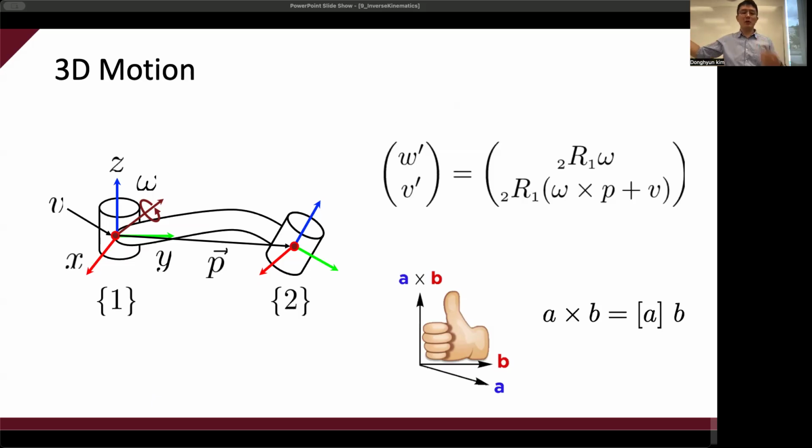If I want to know what the linear velocity is at the origin of frame 2, then you have to multiply, actually cross product, this angular velocity and the distance between frame 1's origin and frame 2's origin. Does that make sense?